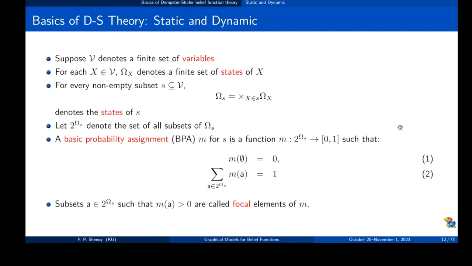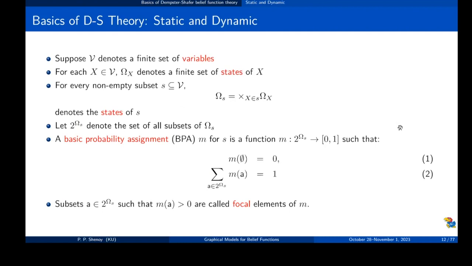This is just a repetition. I only do it for BPAs. So we have V, a finite set of variables. For each variable X, we have a state space, what the theory calls a frame of discernment. I simply call it a state space, omega X, which tells you the possible values of X. For every non-empty subset S, the state space of S, omega S, will be the Cartesian product of omega X for X in S. I'll talk about omega S as the states of the variables in S. And this is, of course, the power set.